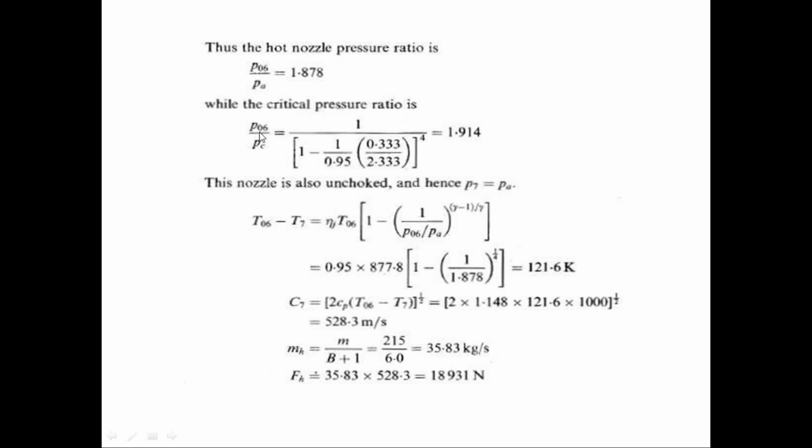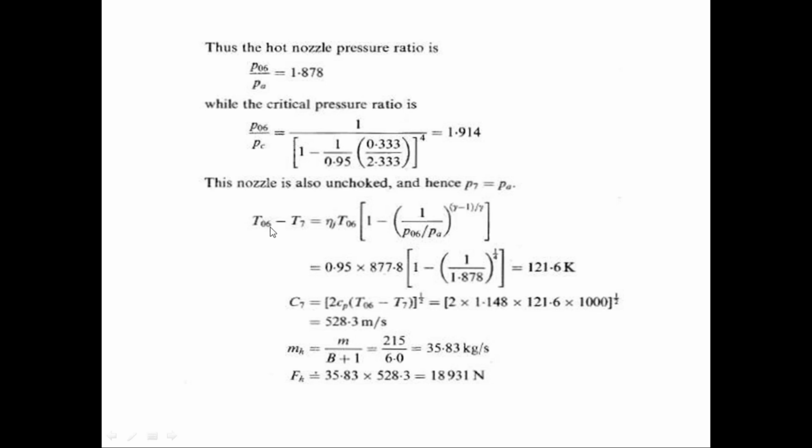While the critical pressure ratio, so you need to compare this because we need to find whether the nozzle is to be choked or unchoked. So we know the expression of the critical pressure ratio, which is 1 over 1 minus 1 over nozzle efficiency times gamma minus 1 divided by gamma plus 1 raised to power gamma minus 1 by gamma. So P06 by PC is 1.914, and this nozzle is unchoked because PC is actually less than PA. Okay. Hence P7 is equal to PA.